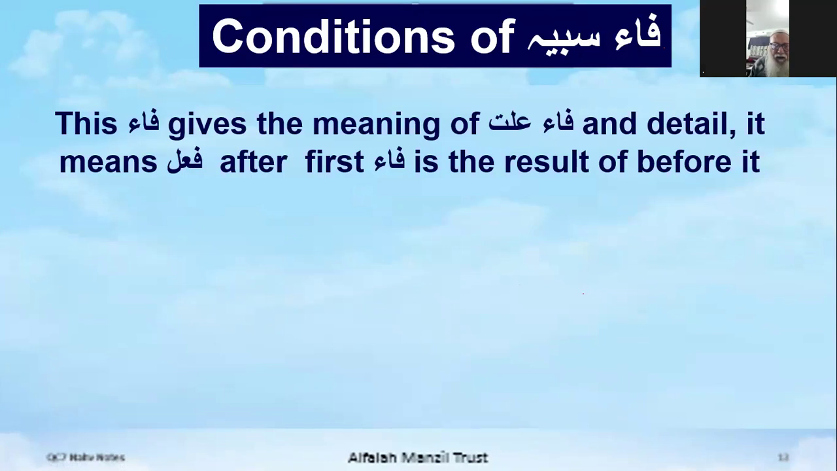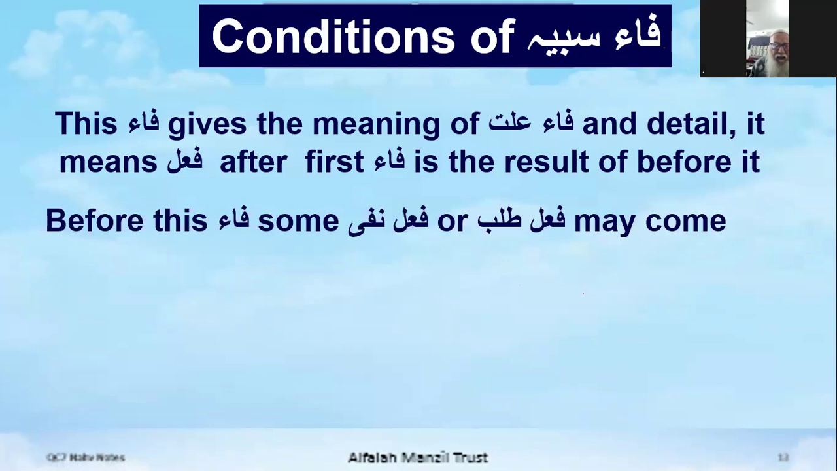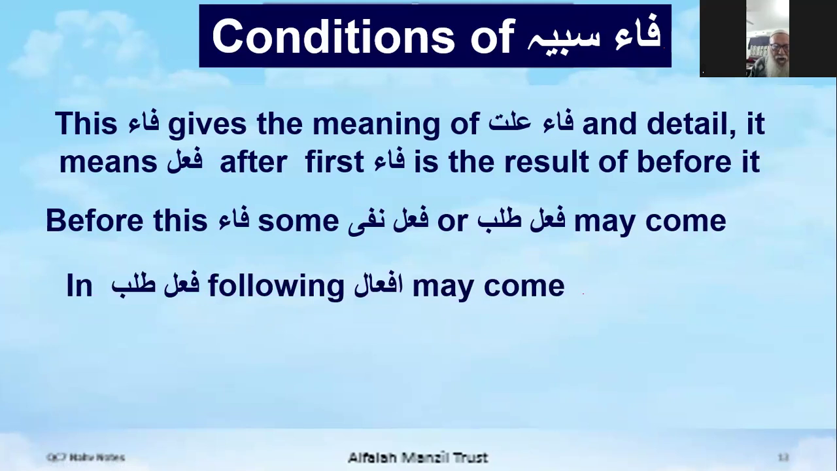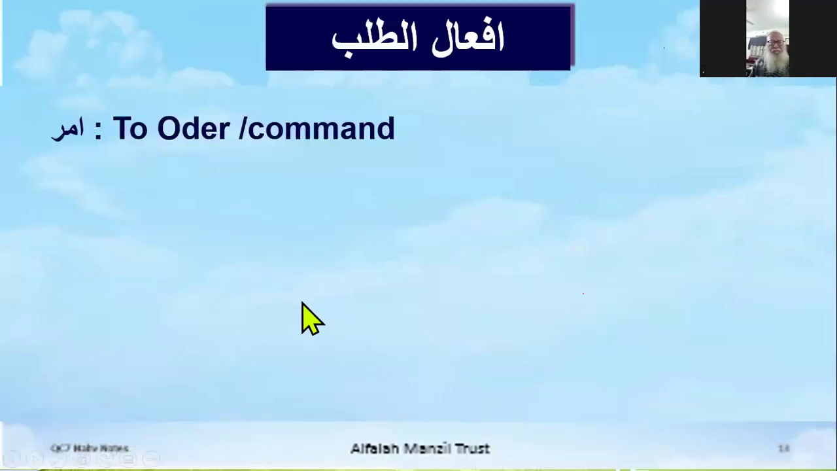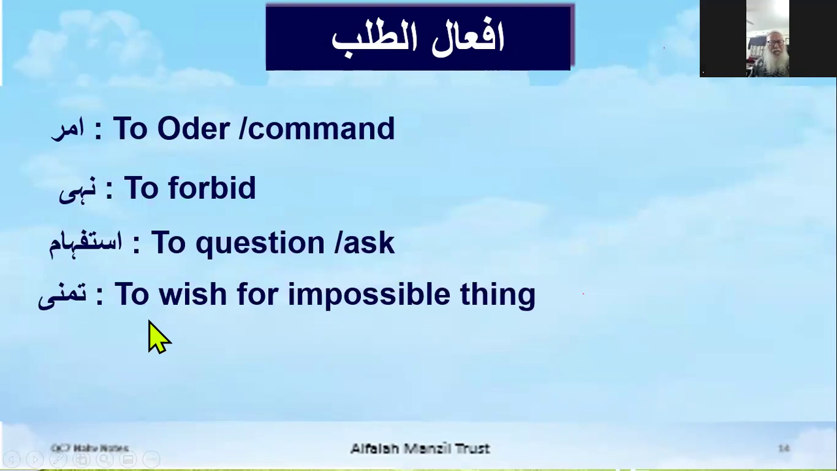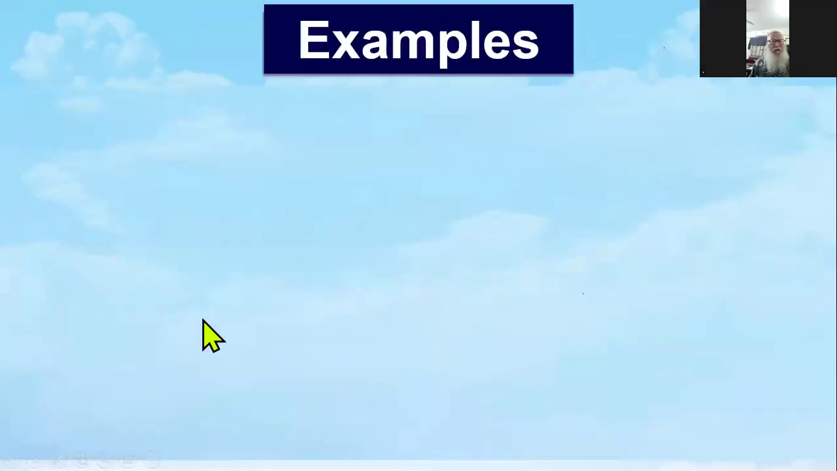This Fa gives the meaning of cause, and it resembles that Fa, in Nafi, and Fi'l Talab. In Fi'l Talab, the following all come: tarajji, tamanna, istifham, nahi, amr. These 5 are called the Fi'l Talab. Tamanna and tarajji are the same thing, but the difference is that tamanna is for an impossible desire and tarajji is for a possible desire. The rest you know: amr to order, nahi to forbid, istifham to ask a question, tamanna to wish for the impossible, tarajji. So these are the meanings of the terms.